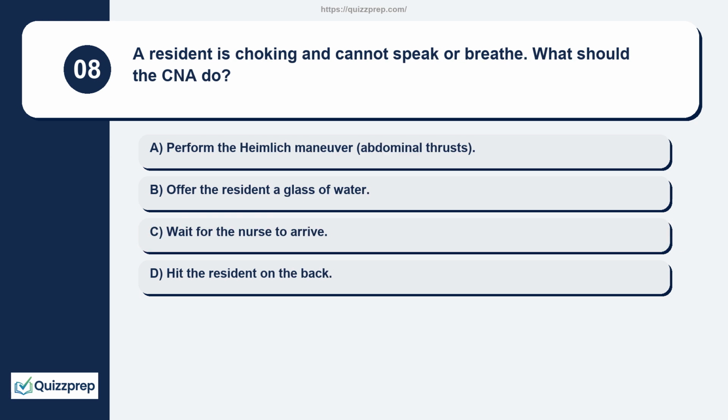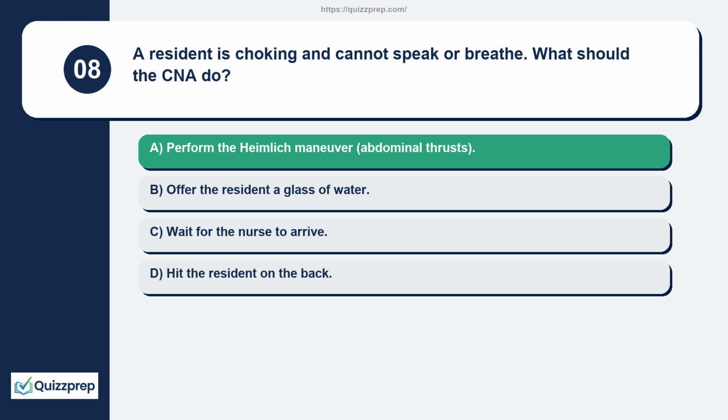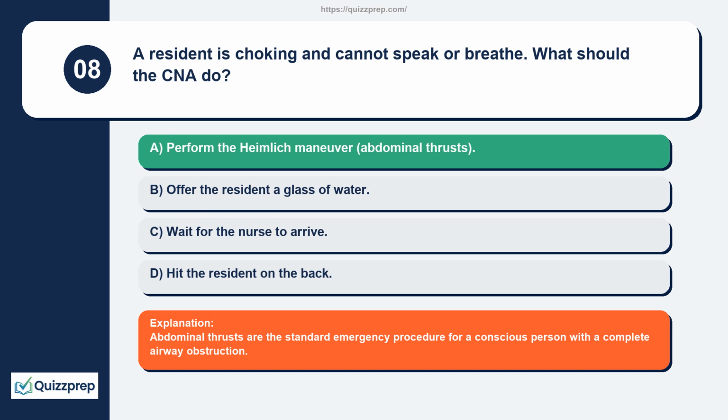Question 8. A resident is choking and cannot speak or breathe. What should the CNA do? Perform the Heimlich maneuver, abdominal thrusts. Offer the resident a glass of water. Wait for the nurse to arrive. Hit the resident on the back. Abdominal thrusts are the standard emergency procedure for a conscious person with a complete airway obstruction.